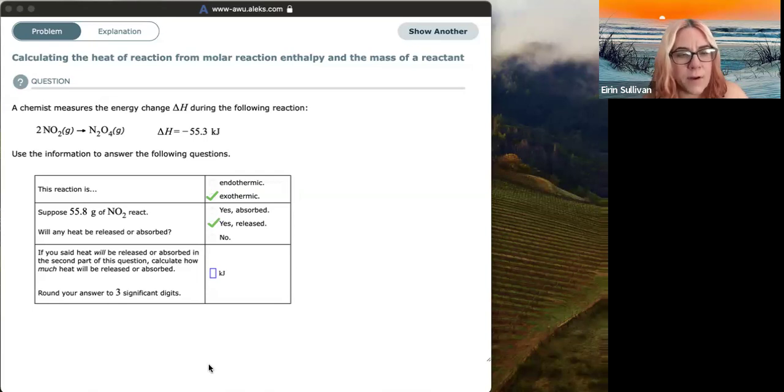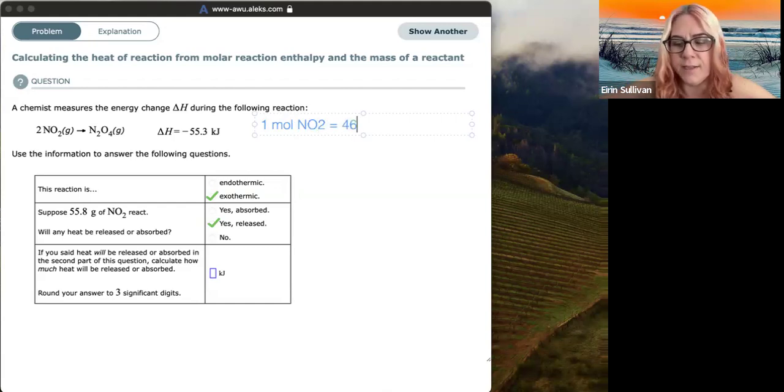The next part of the question is asking us for the magnitude of how much heat is absorbed or released. So we have to look at the actual mass of nitrogen dioxide that is reacting. Remember, this is for 2 moles of nitrogen dioxide reacting. So we need to work out how many moles there are in 55.8 grams of nitrogen dioxide. We're going to use the molar mass as our conversion factor.